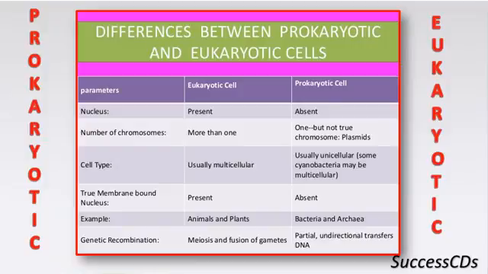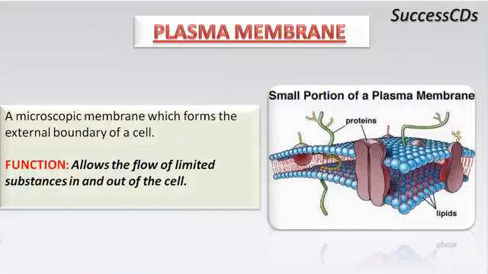Last but not the least parameter, genetic recombination. In eukaryotic cell, it is through meiosis and fusion of gametes, and in prokaryotic cell, it is partial unidirectional transfer of DNA. Now let's see the components of cell. The first component is the plasma membrane, or you can call it cell membrane.